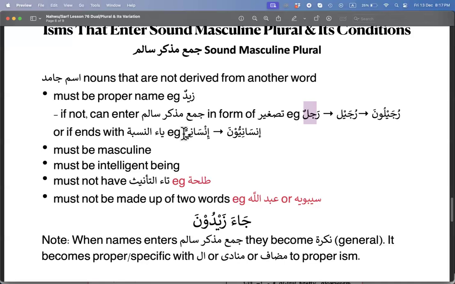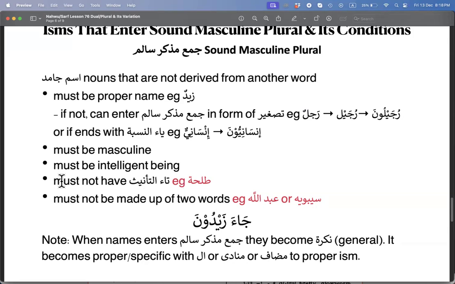And it must be masculine. So Zaid is a masculine name. Must be intelligent being. We're talking about a person, or rather maybe a group of Zaids here. So it can become una ending. It must not have a ta ta'nis. So for example, a name like Tolha, it is a masculine name. Yes, it is a masculine person. It is intelligent being. But because it has a ta ta'nis, you cannot have Tolhatuna or something like that.